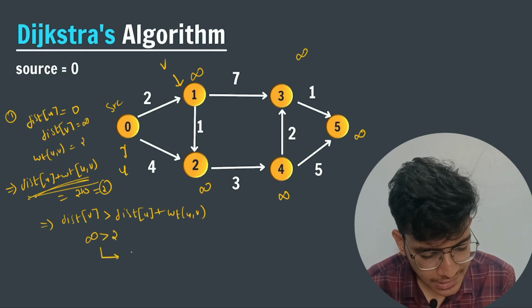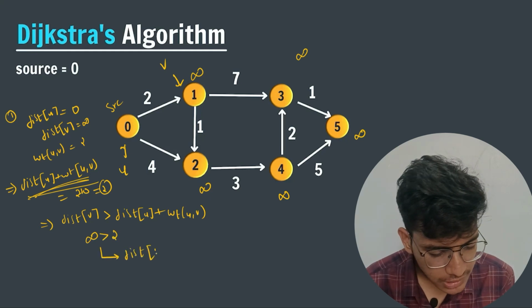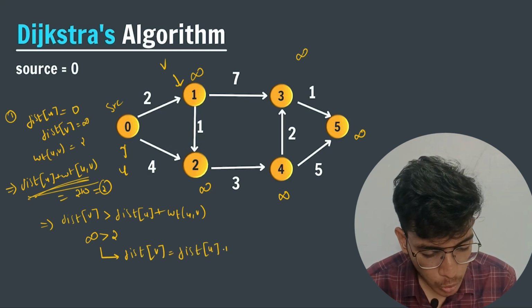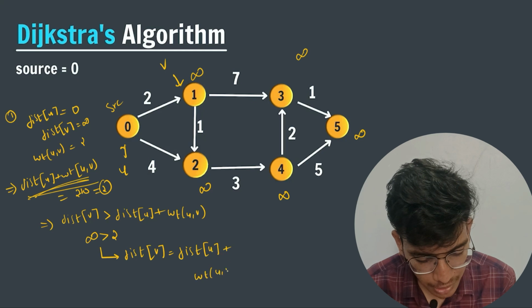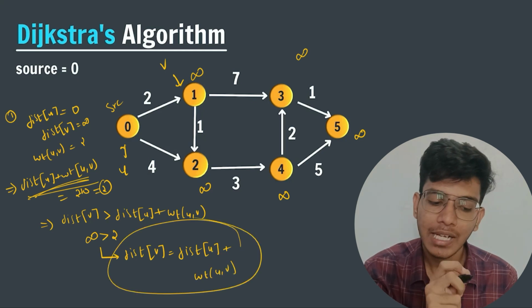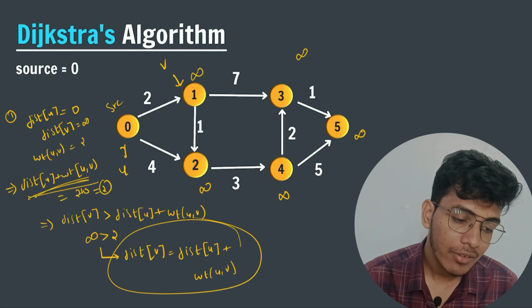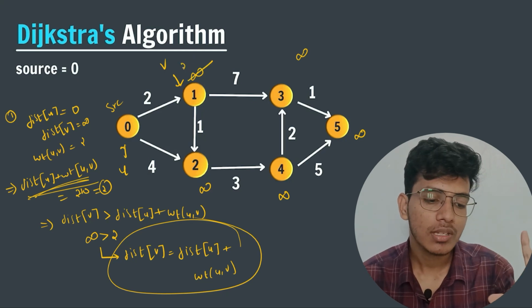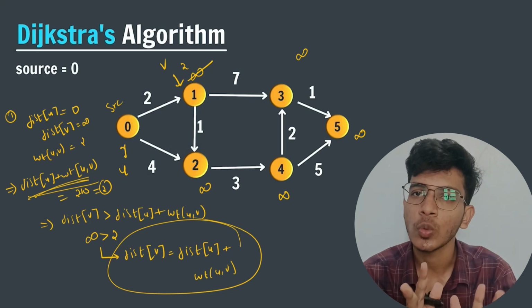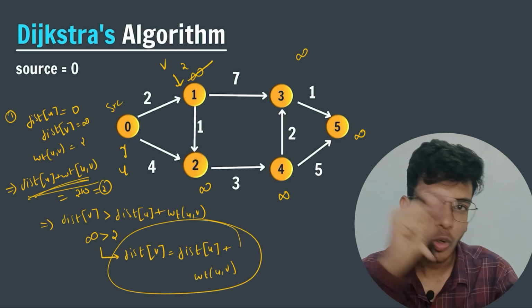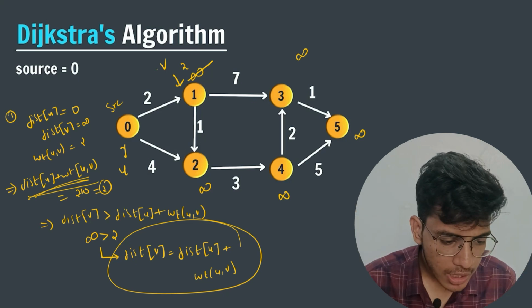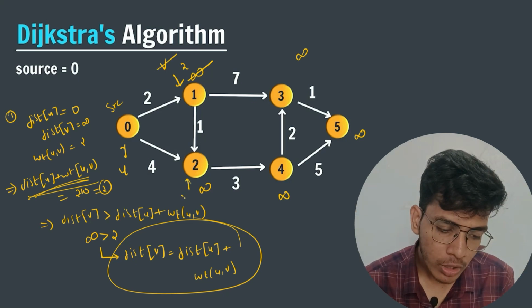If this is the case, then I will change the value of distance of v to distance of u plus weight of u comma v. Like this I will change the value of distance of v. So here I will change the distance of v from infinity to the sum of these two, which is nothing but 2. So the shortest distance between 0 and 1 will now become 2. Now after that I will change the v node. My v node will become this.